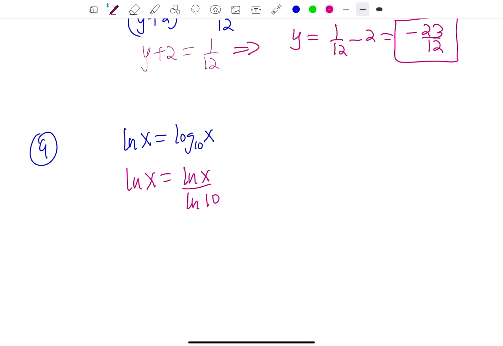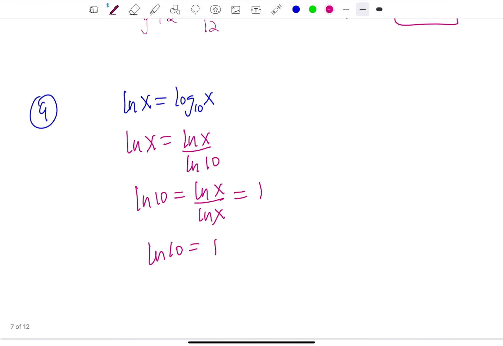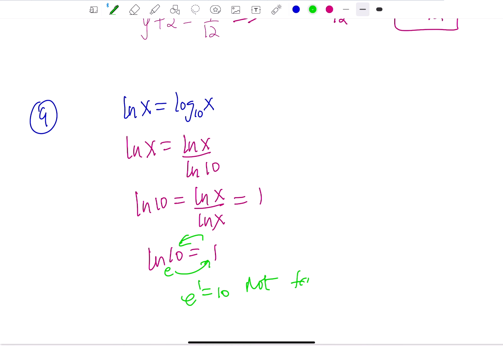Which gives me natural log of 10 equals natural log of x divided by natural log of x, just rearranging the terms, and that turns out to be 1. Natural log of 10 is equal to 1, which if I write the corresponding exponential form, it means e to the first power is equal to 10, which is not true. That means, again, there's no solution for this problem. There's no value of x that can make this equation true.